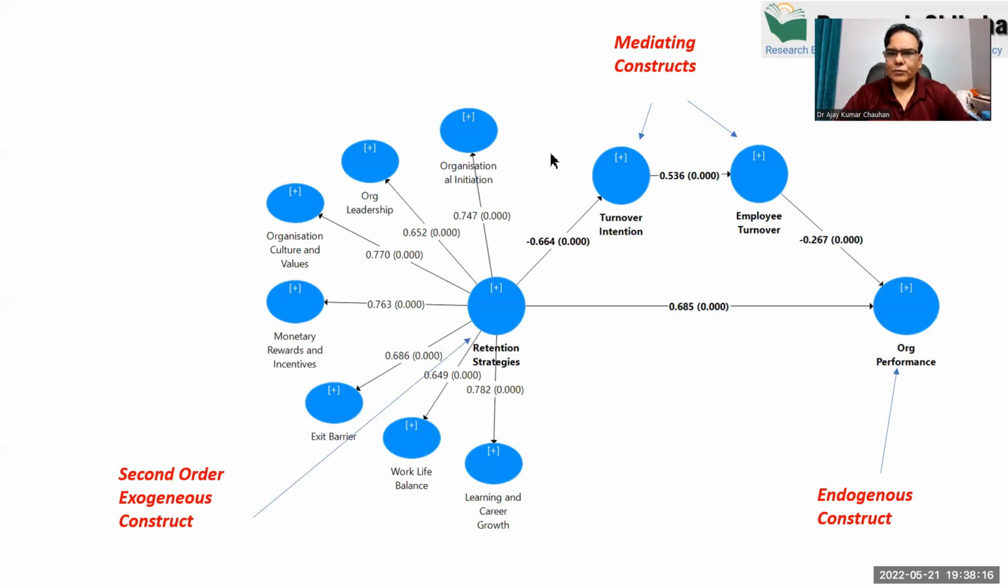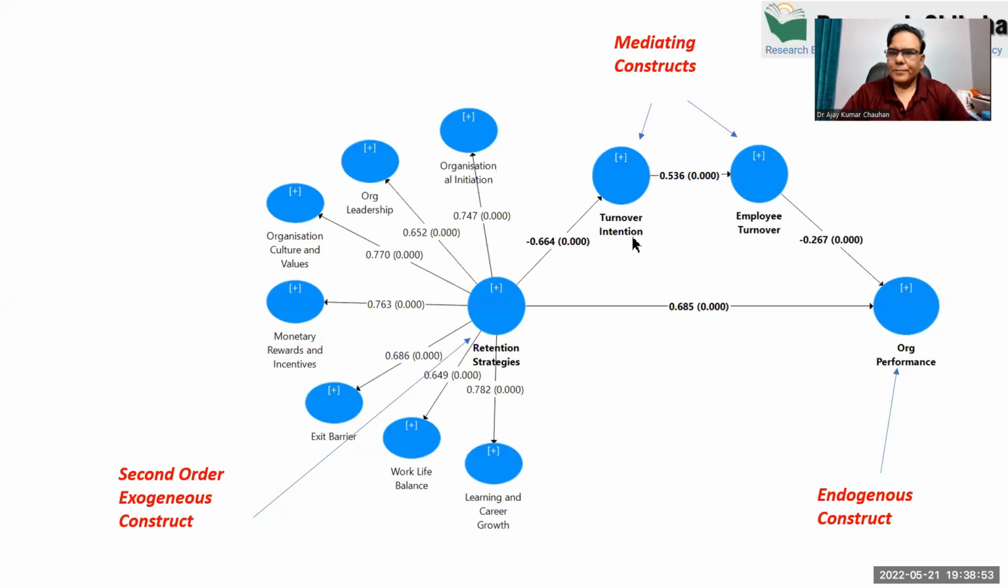If you see in this graph, if I ask you which constructs are mediating constructs, you can tell very easily that turnover intention is coming between retention and organization performance. Employee turnover is also coming between these two. So there are two constructs which come in between independent and dependent. So there are two mediating constructs in this diagram. Organization performance is dependent and retention strategies are independent. In this way you can tell me which is dependent, independent, mediating, like this.